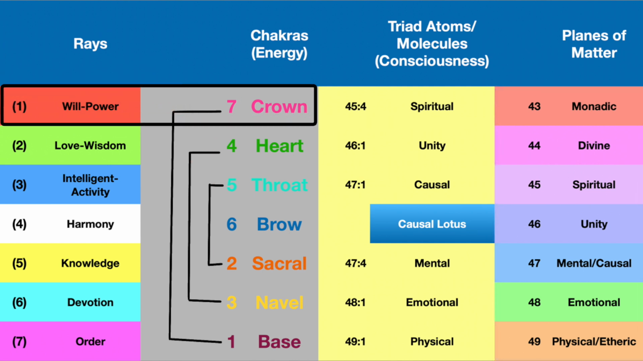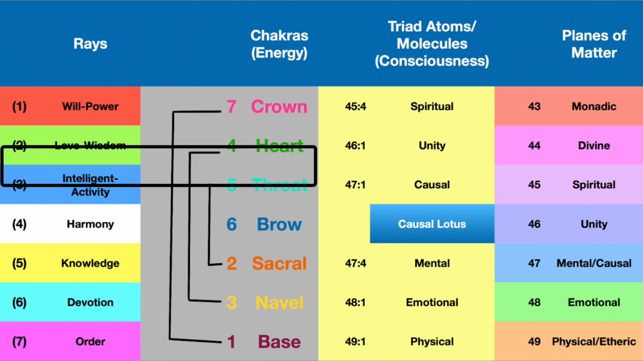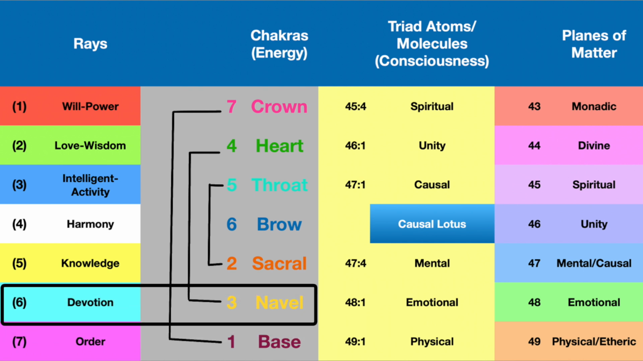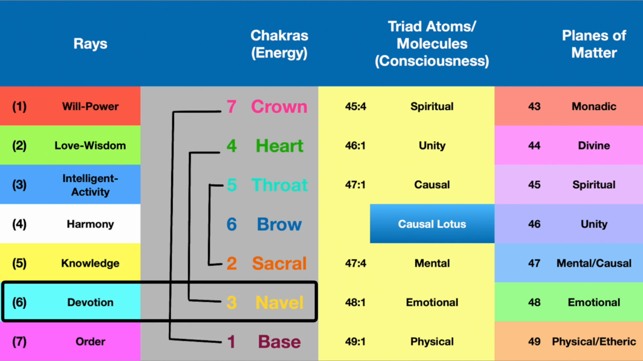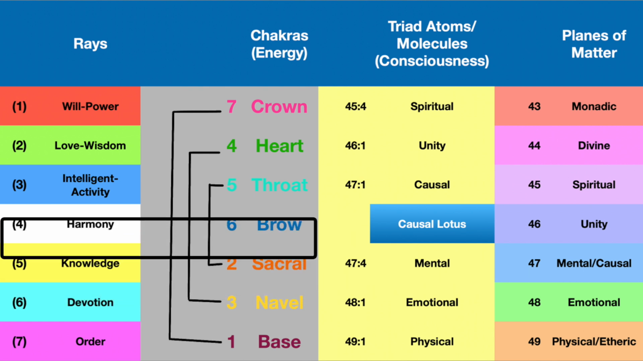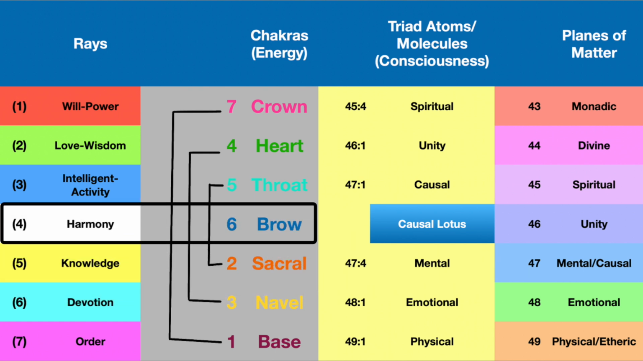Notice how each ray links to a chakra. The first ray to the crown chakra, the highest in our envelopes. The 7th ray to the base chakra, where you certainly want order. Also notice that the navel chakra, which is number 3, as it is the 3rd in the series, is linked to the 6th ray, while the sacral chakra is linked to knowledge. The brow chakra, which sits below the crown in our envelopes, is located in the middle of the table, linked to the 4th ray of harmony.